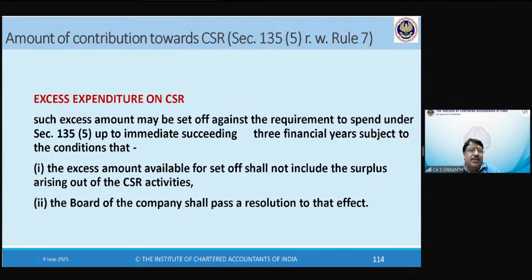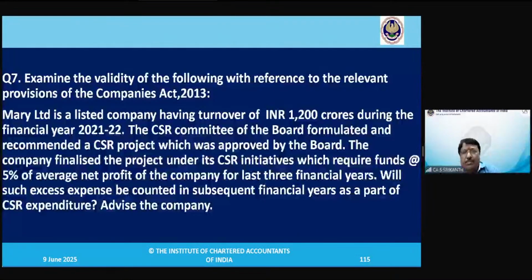Suppose you have made excess expenditure, more than what is required. Then you can set off and carry forward, like set off of losses. That excess amount can be set off against the requirement to spend under 135(5) up to the immediate succeeding 3 financial years. Provided you cannot carry forward surplus. Suppose you have surplus in the CSR activity, that has to be either plowed back or transferred. But excess spent by you over and above 2% can be carried forward and settled. And the board of the company should pass a resolution to that effect.